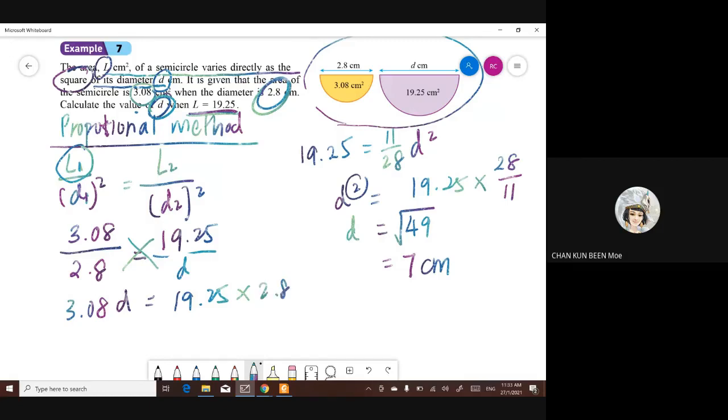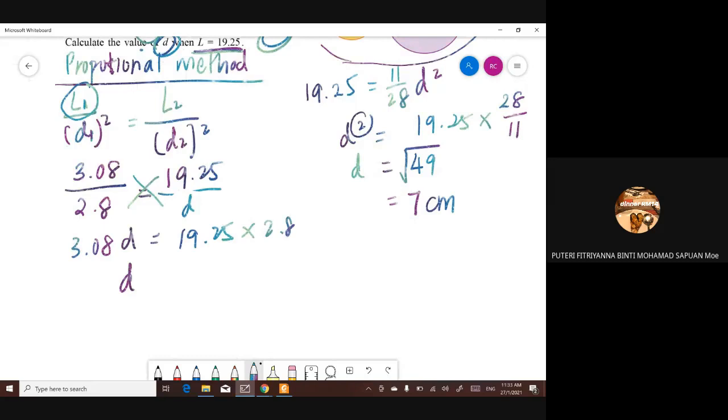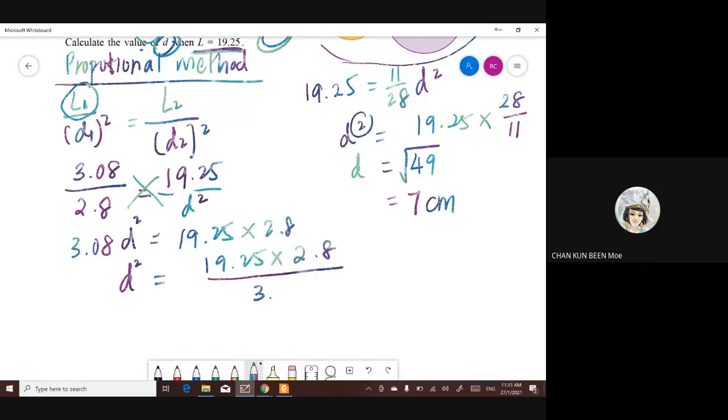2.8. Madam, you forgot the square. Thank you very much. Azra, is it? Okay, it is 19.25 times 2.8 over 3.08. Then you get the answer. The 2.8 is squared. You forgot to square it. Oh, correct. Thank you. Because of this one here, I forgot about it. You are paying attention. That's great.